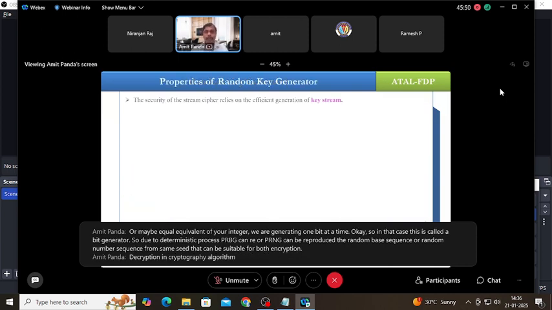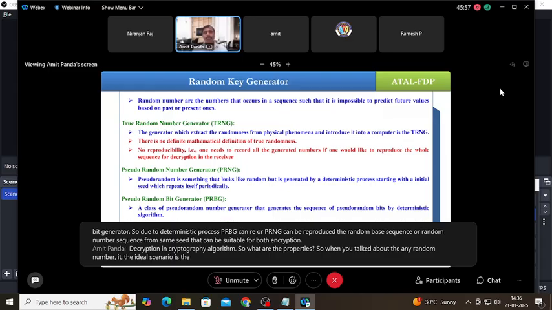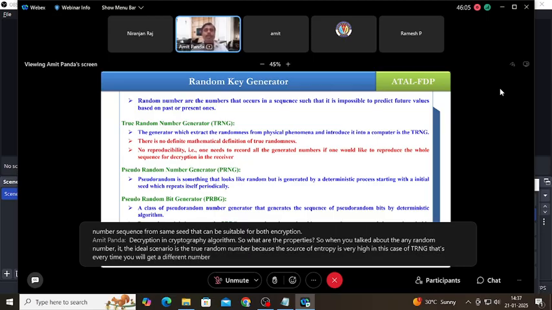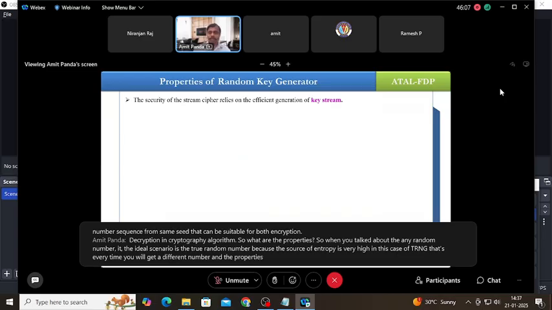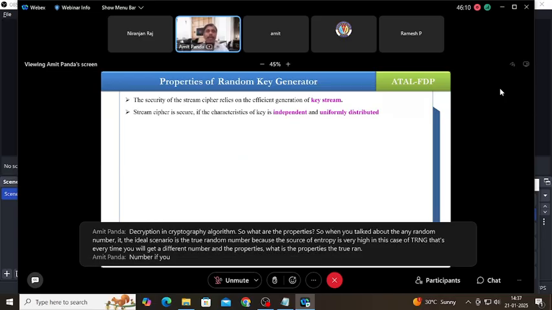So what are the properties? When you talk about any random number, the ideal scenario is the true random number, because the source of entropy is very high. In the case of a TRNG, every time you will get a different number. And what are the properties of a true random number? First thing is that it is independent. What is independent?